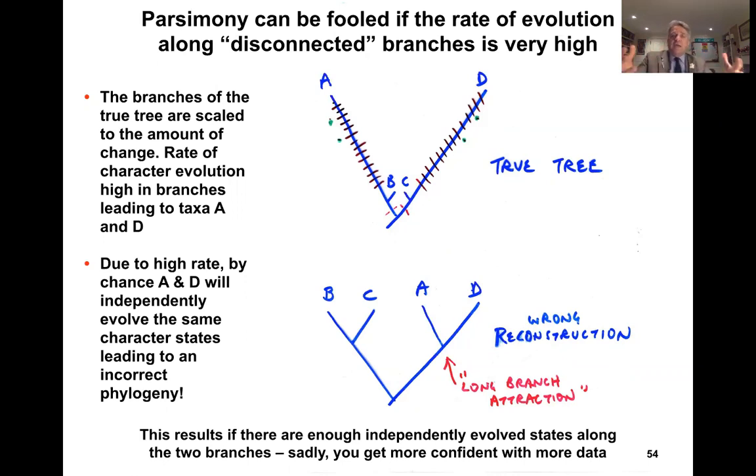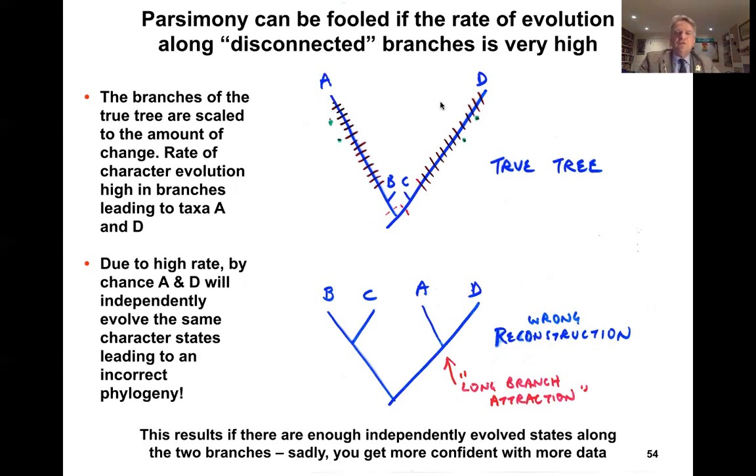Now, one thing that we know by studying biodiversity is that some lineages have varying rates of evolution. Not just molecular genetic evolution, but even phenotypic evolution. This is a problem, a trap that parsimony falls into, because parsimony is completely agnostic to the amount of evolution happening in a lineage, all right?